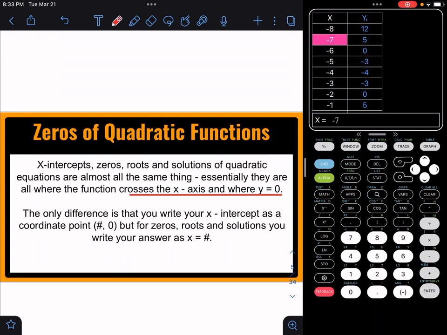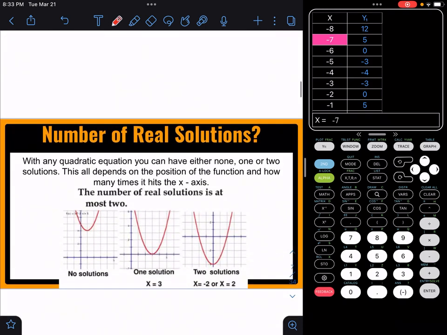So the only difference that we would see with these is, normally with an x-intercept, you would see your answer as a point. So whatever the x value is, and then 0 for the y. But normally when you have zeros, roots, or solutions, you just write the answer as x equals whatever the number is. Alright, so how many real solutions can we have? With any quadratic equation, we can have either no answers, one answer, or two answers.